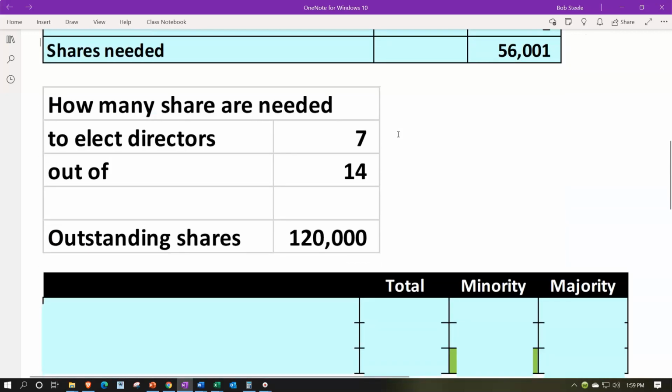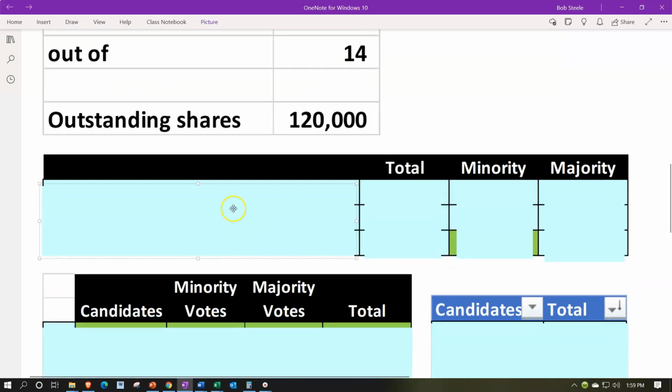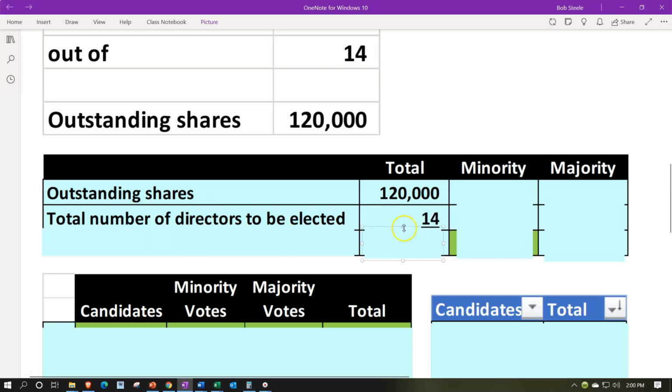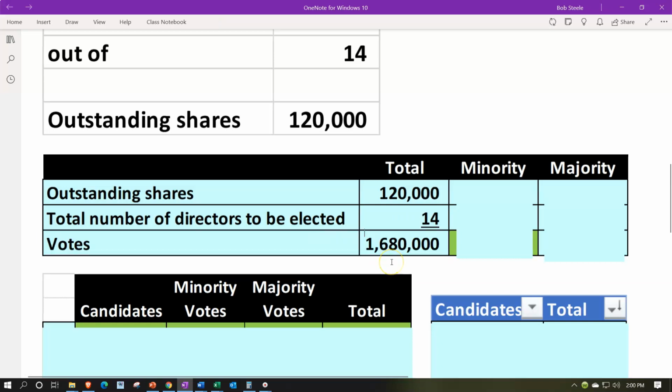So let's go through the thought process down below. Let's just say, okay, if we had total outstanding shares of 120,000, how many votes are out there? Well, we've got 120,000 times the total number of directors to be elected, which is 14. That's how many votes everybody has. That means we have a total number of votes, 120,000 times 14, or 1,680,000.